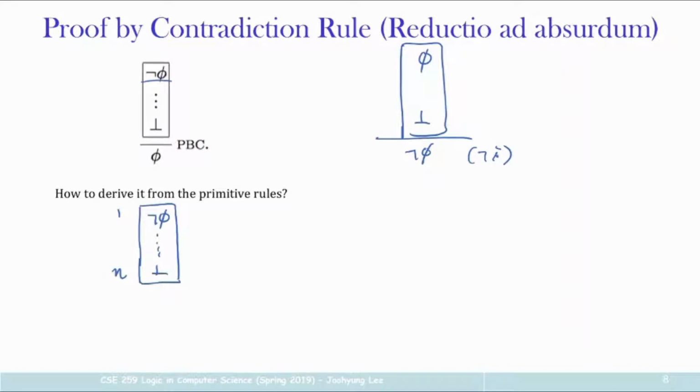We want to prove phi. Now, going directly from this box to this phi is what the PBC rule is saying. But suppose the PBC rule is not there. Still, we can prove it using the other primitive rules. So let's see how we can fill this gap.